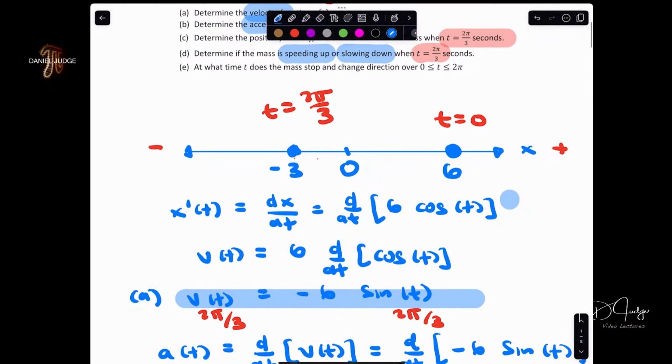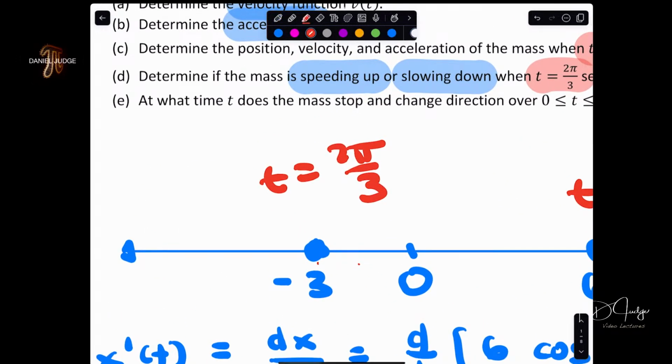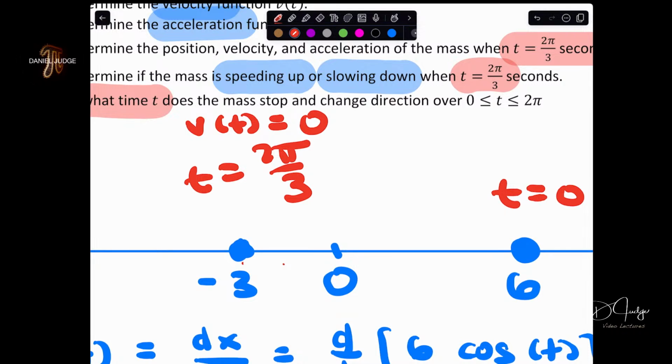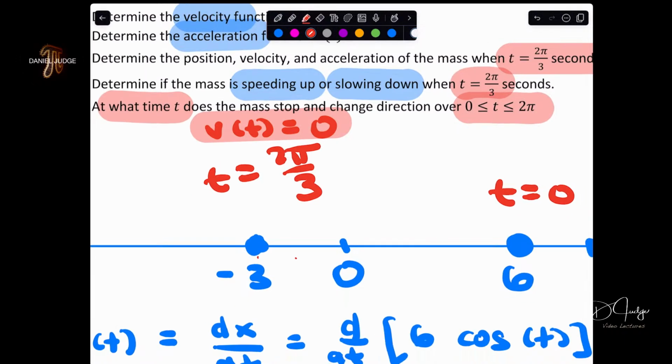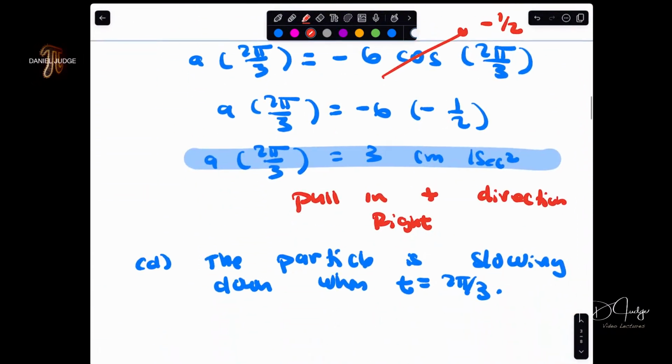Okay, E. At what time t does the mass stop? Oh my gosh. For what t does the mass stop and really change direction? Well, you guys remember the mass stops when the velocity is 0. And then they restricted the domain because this goes on forever. It's simple harmonic motion. So they say, hey, just look at the time between 0 and 2 pi. So the last question, E, they really want to know for what time t is velocity 0.